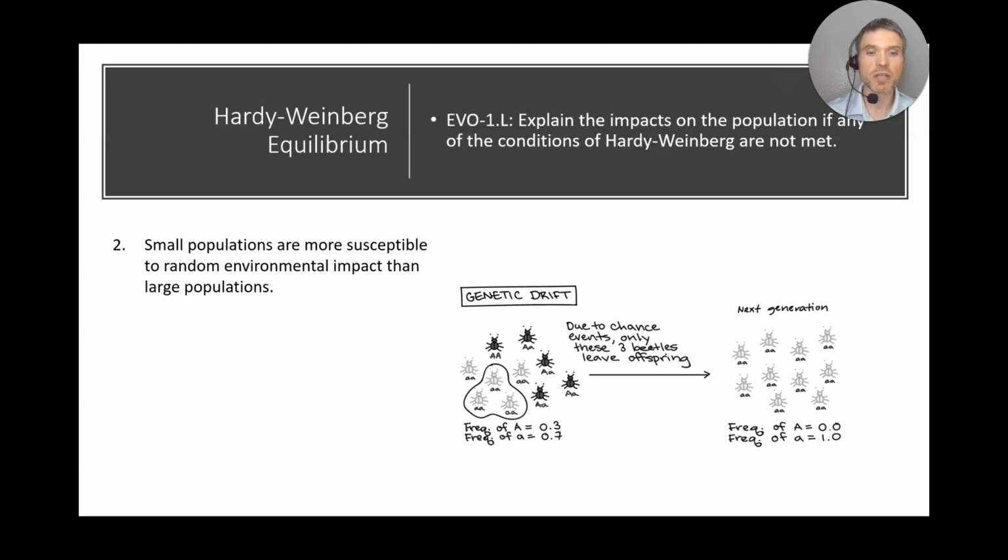And what you'll notice is because of random chance, because this is a small population, I have now eliminated the dominant A from the population. And now the population is 100%, or 1.0, recessive allele. Once again, this does not happen in a larger population. This is a unique characteristic of a small population in genetic drift.